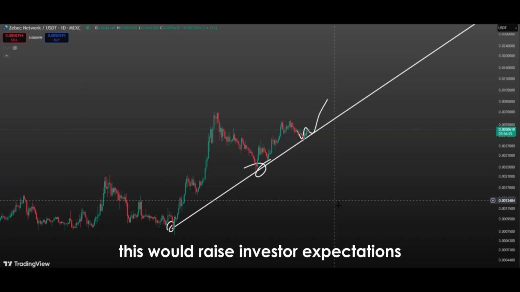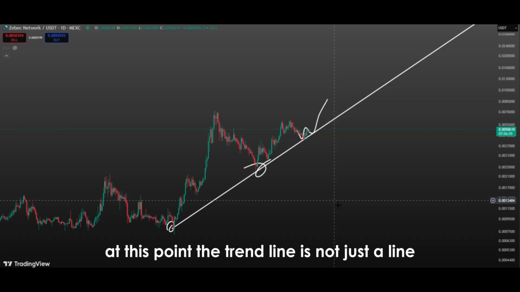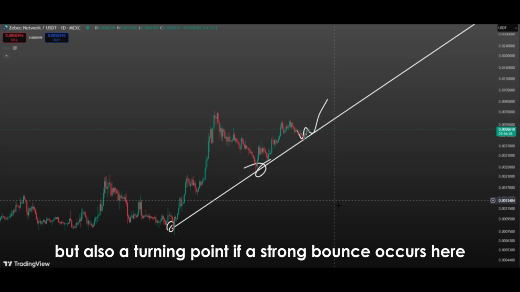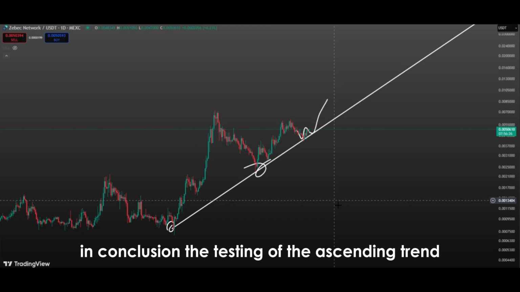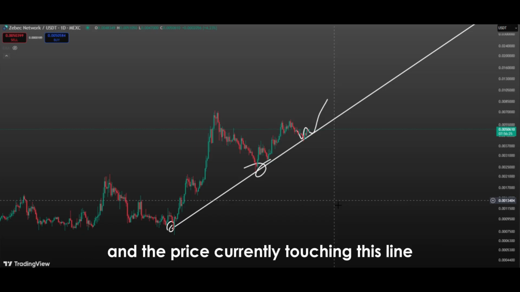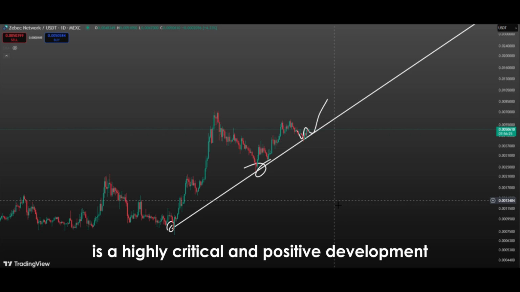This would raise investor expectations and increase market confidence. At this point, the trend line is not just a line, but also a turning point. If a strong bounce occurs here, it would be possible to say that a new wave of upward movement in the market has begun. In conclusion, the testing of the ascending trend and the price currently touching this line is a highly critical and positive development.